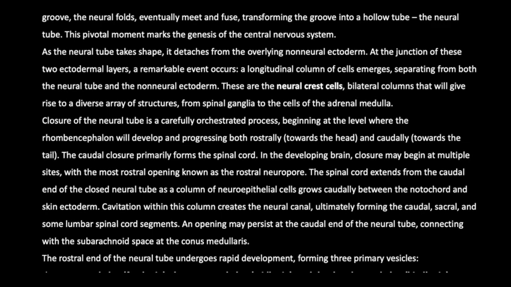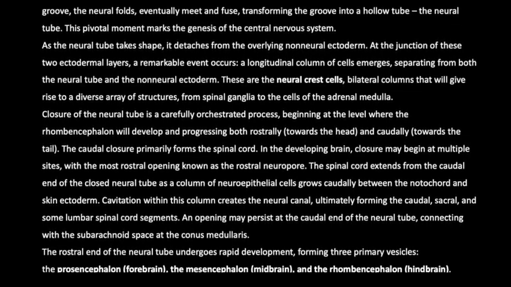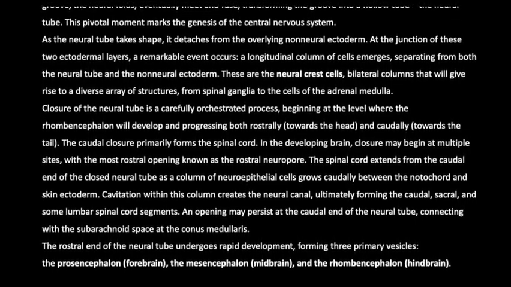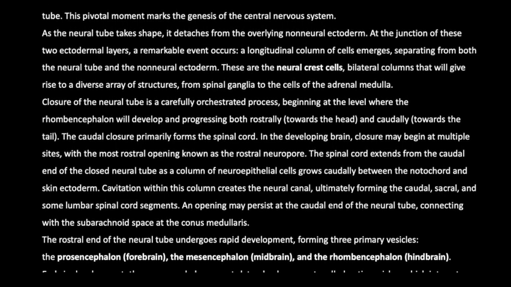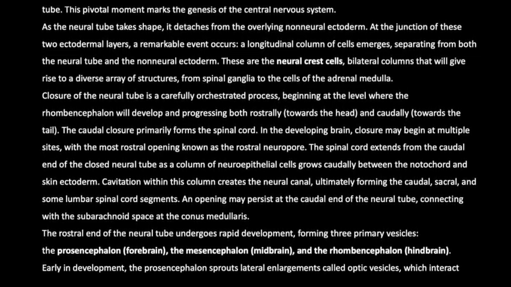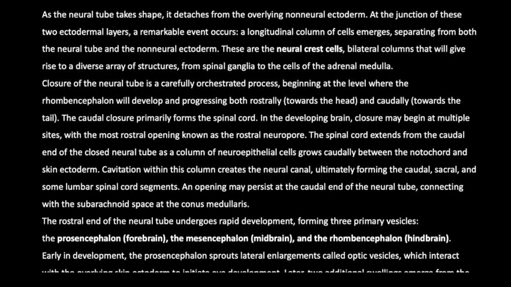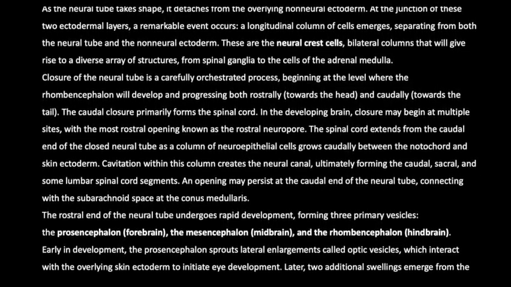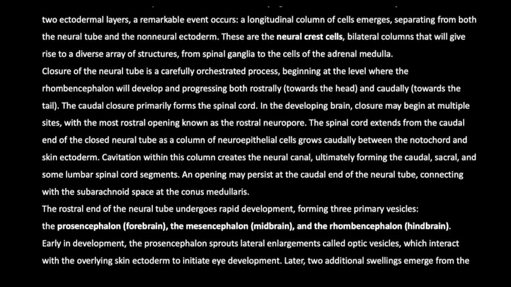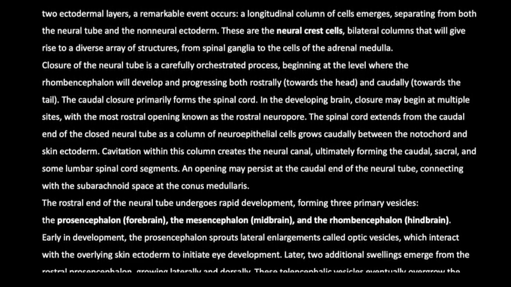Closure of the neural tube is a carefully orchestrated process, beginning at the level where the rhombencephalon will develop and progressing both rostrally, towards the head, and caudally, towards the tail. The caudal closure primarily forms the spinal cord. In the developing brain, closure may begin at multiple sites, with the most rostral opening, known as the rostral neuropore.